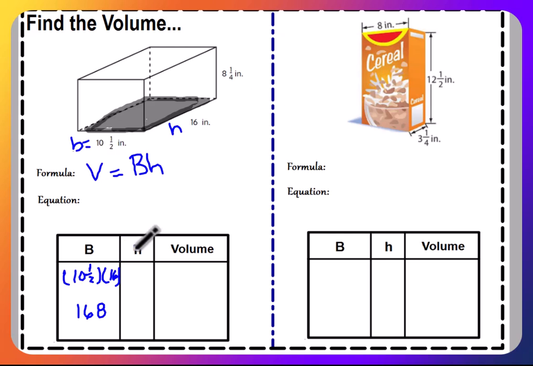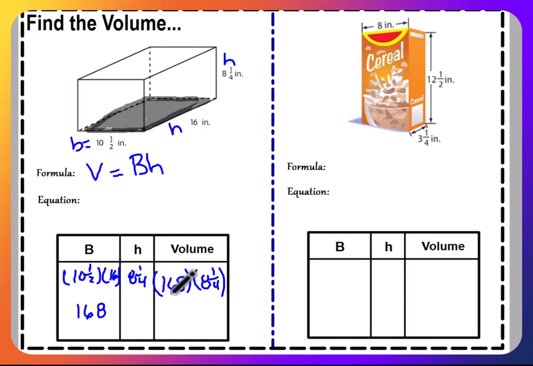The height, now this height is the actual height of the prism itself, which is the 8 1/4. So to find the volume, volume equals base area times height. Our base area is 168, and we multiply that by the height, which is 8 1/4. Then you just do your math.